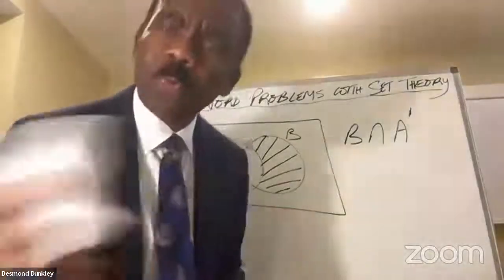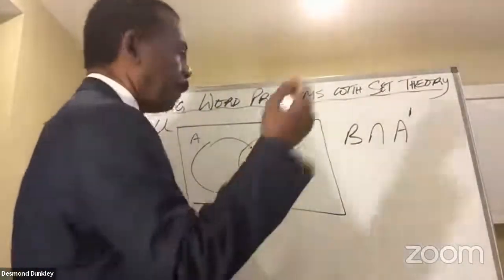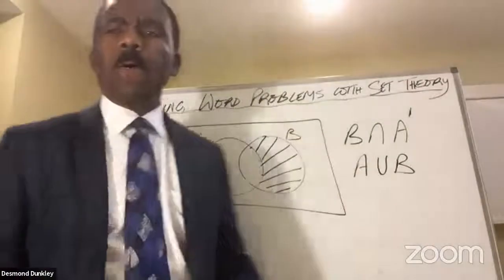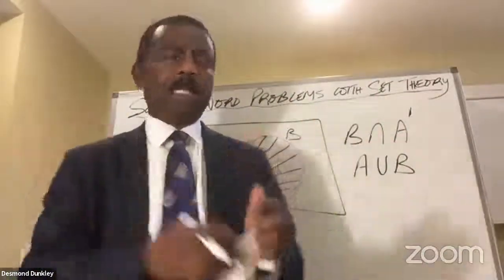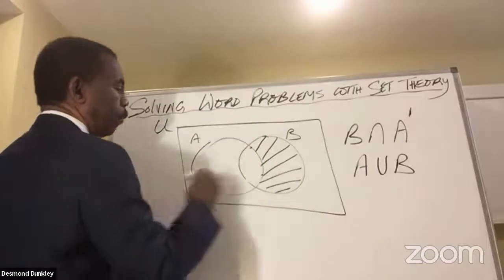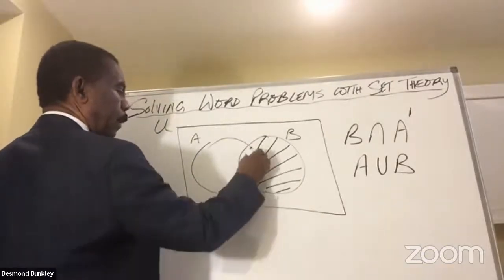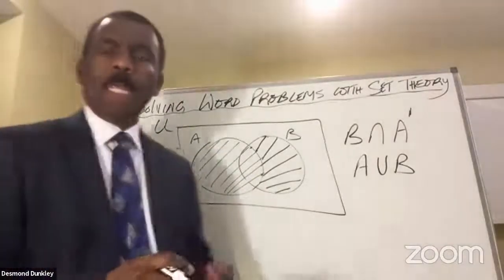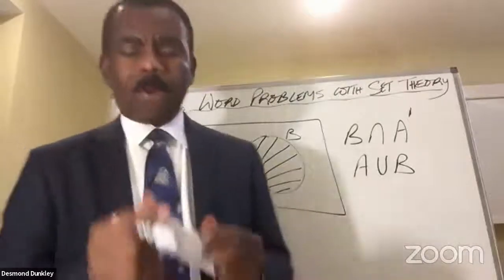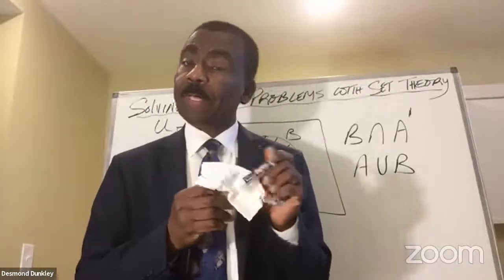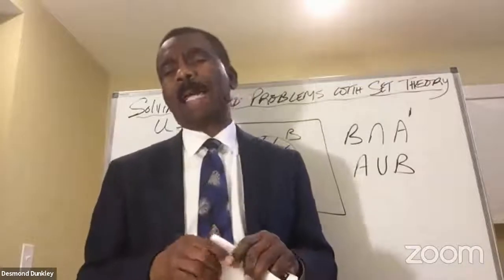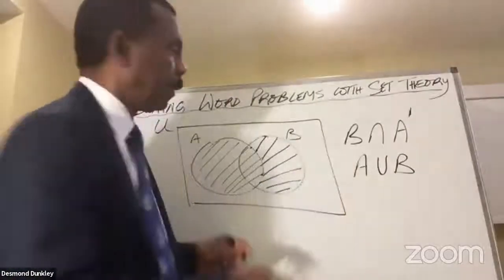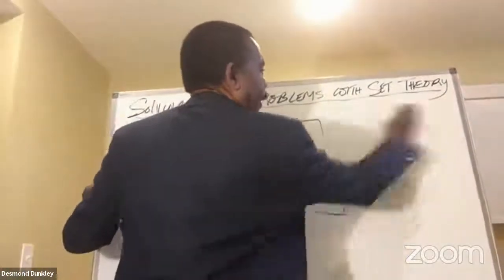If we're looking for the union of A and B, that's A union B. It's all that is in A combined with all that is in B. So in that case, it would be all of this. That will be the union of A and B. So we could go on and on, but today I would like to look at some examples that we could solve using what we call Venn diagrams. Okay, so let's get started.